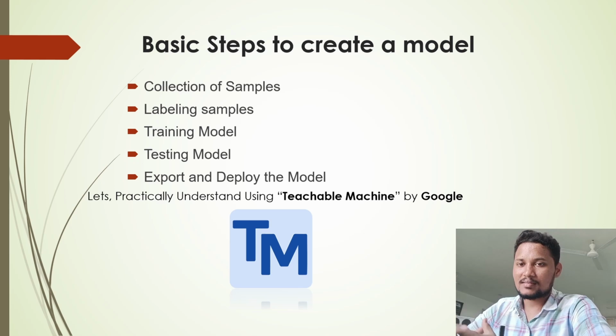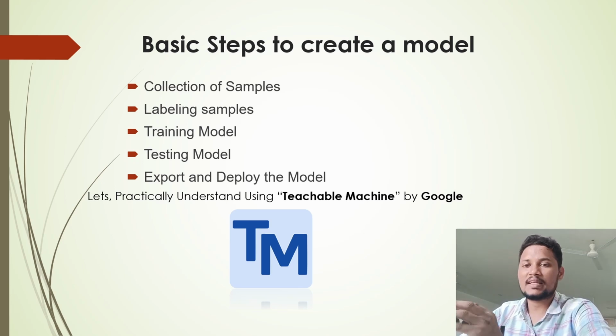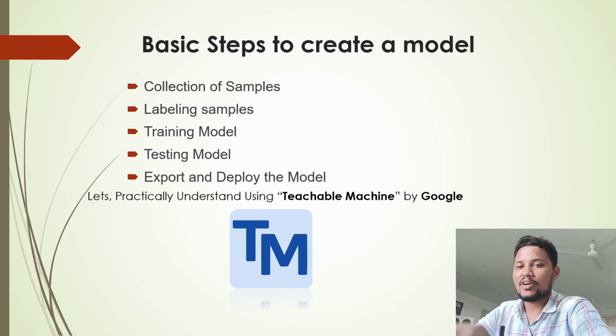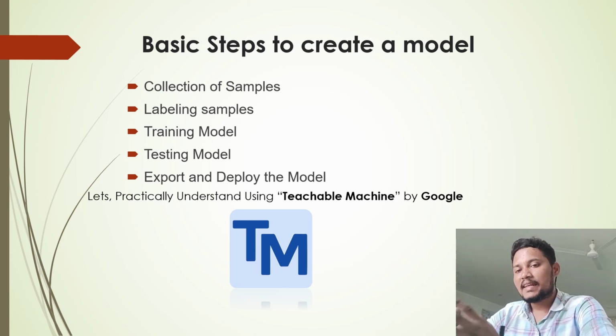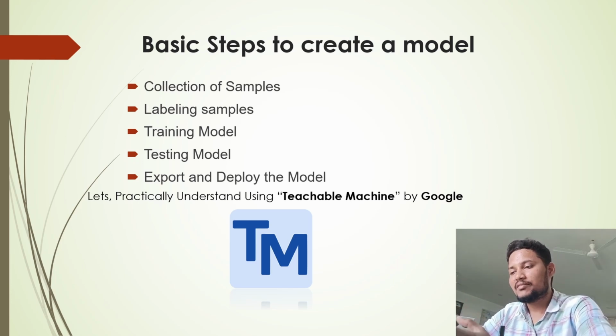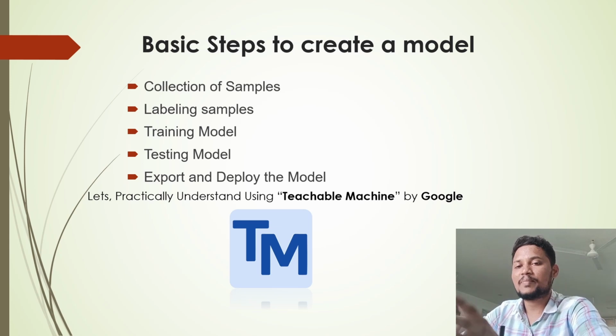Now let us understand the basic steps involved in creating a machine learning model. Step 1, collecting samples. That means you have to take examples of something you want to train the model with. Second one, labeling samples. You have to name each and every sample that you give it, so that it will try to recognize the patterns in that sample range.